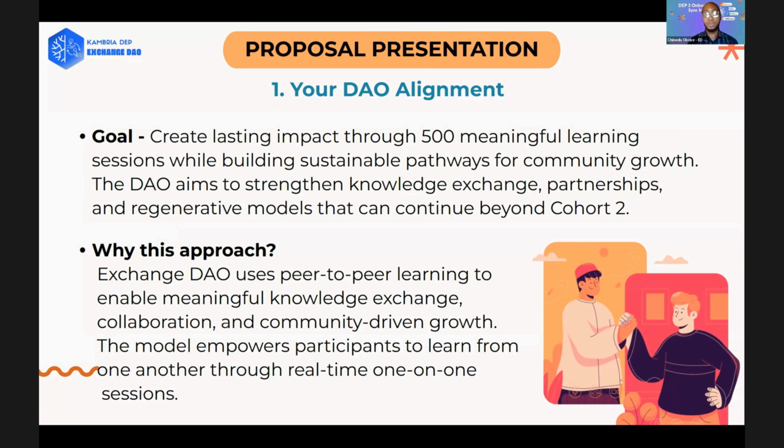And we all know that cohort two is focused on regenerative models, so that DAOs can continue and self-sustain themselves. So why this approach? Exchange DAO uses peer-to-peer learning to enable meaningful knowledge exchange, collaboration, and community-driven growth. The model empowers participants to learn from one another through real-time one-on-one sessions.